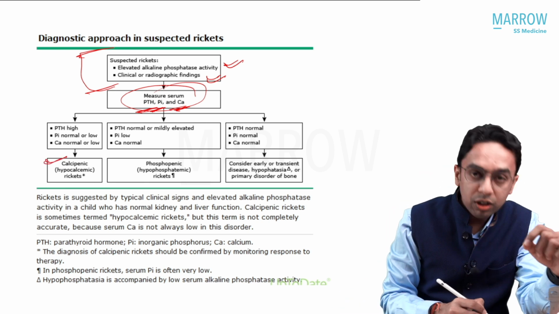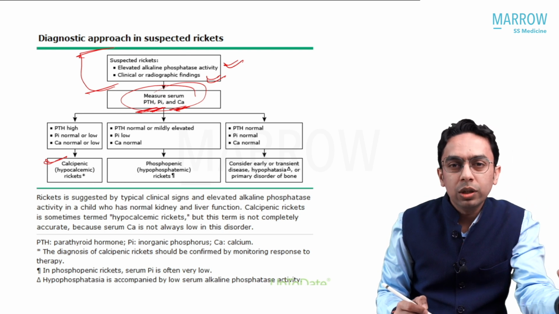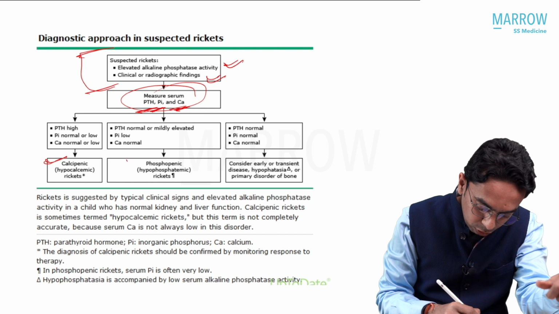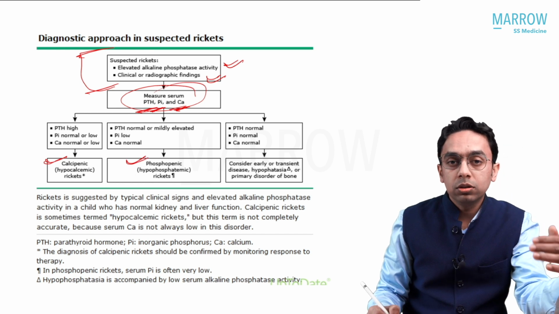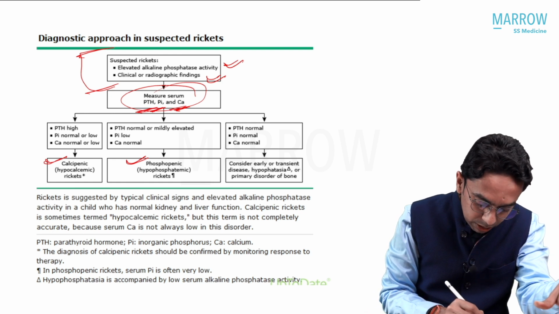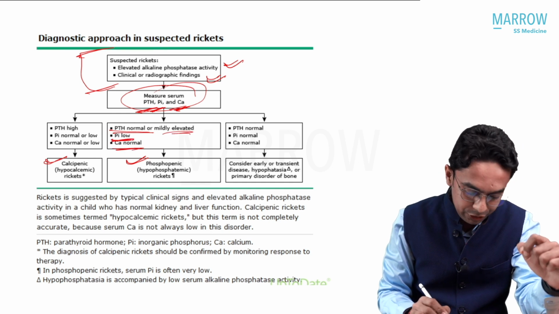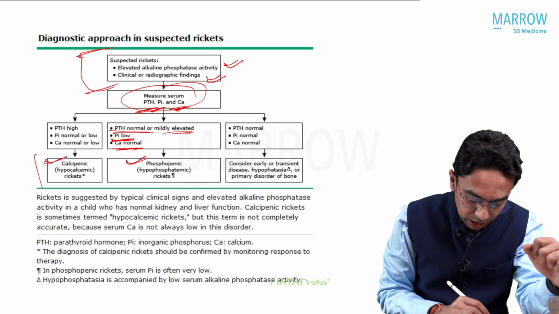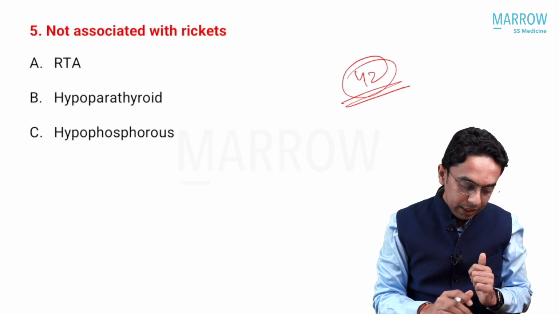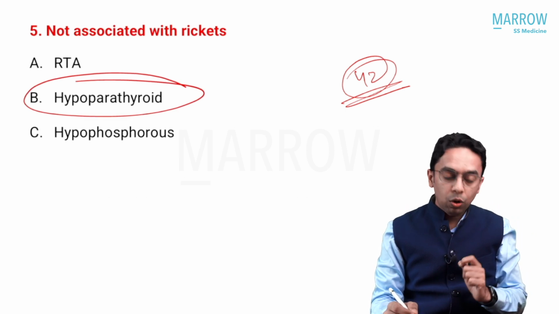So calcipenic will have a normal or low calcium with a high PTH. That is nutritional rickets, that is what most of the rickets patients we see will fit into. Then we have phosphopenic rickets, all those X-linked, FGF23 things. Here the PTH would be normal or elevated with a low phosphate with a normal calcium. So these are basically two types. So in rickets you will have PTH high. So hypoparathyroid is absolutely wrong, not associated with rickets.